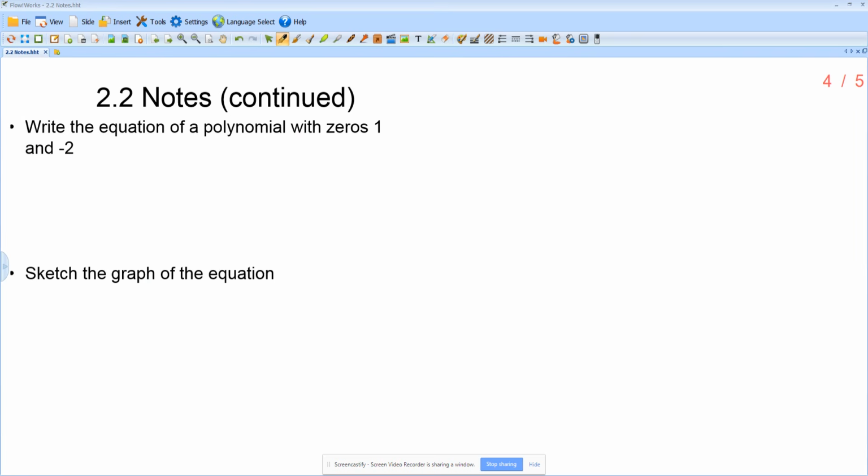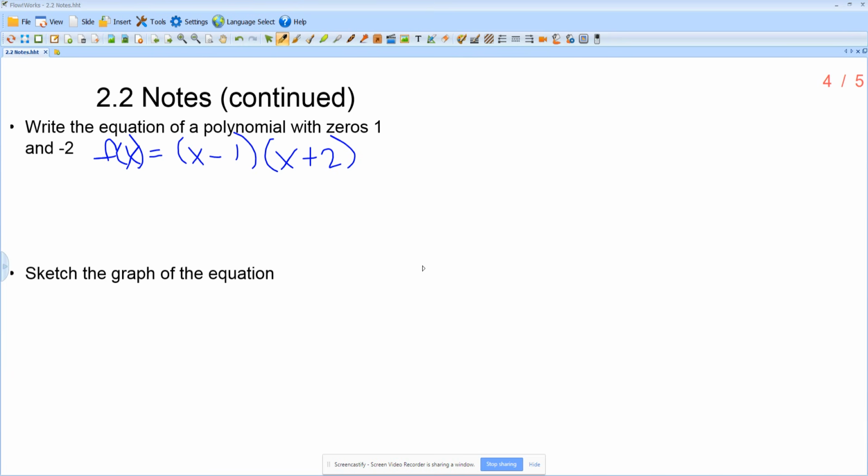All right, we can sort of change these questions. Write the equation of a polynomial with zeros of 1 and negative 2. So I'd have f of x equals, the zeros are going to be 1 and negative 2. So I'm going to have x minus 1, because 1 would zero out this equation, and x plus 2, because negative 2 would zero out this equation, or this factor.